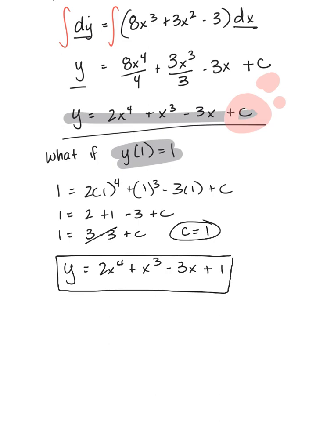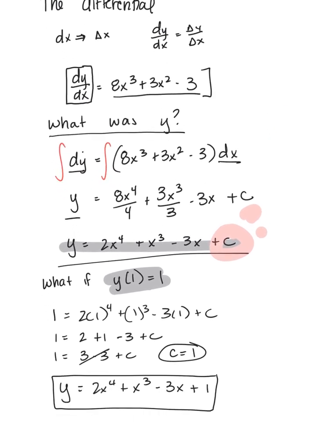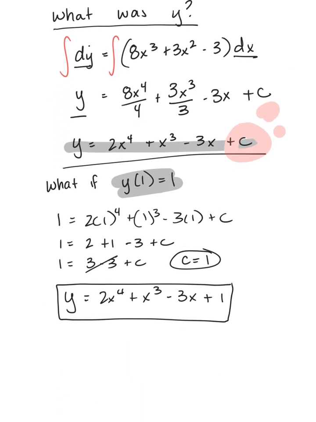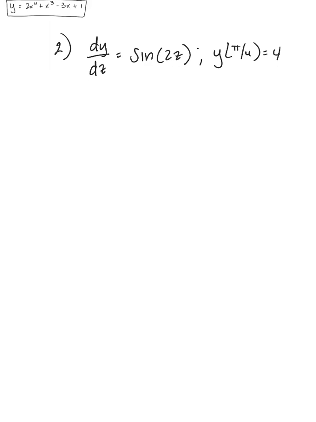And now, from the information of the differential and that value, I was able to figure out the full function for y. That's another way we can use our new knowledge. So we'll try another one. Number 2, dy by dz is equal to sine of 2z, and I know that y of pi over 4 equals 4. Find y.